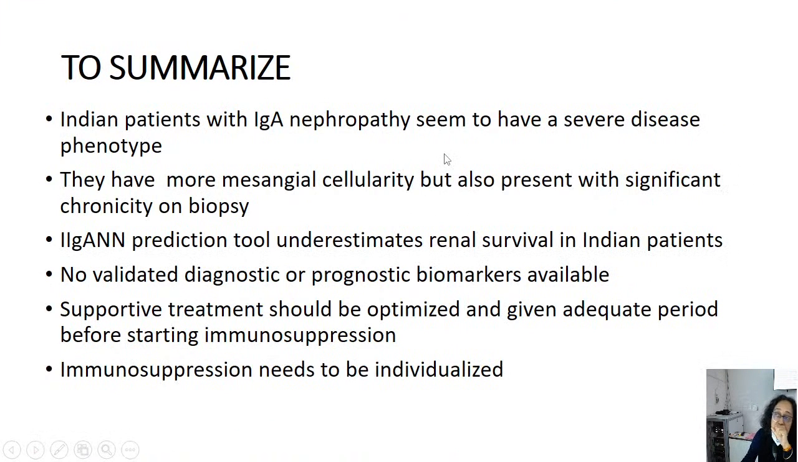To summarize, Indian patients do have a severe disease phenotype. They have more mesangial hypercellularity with significant chronicity on biopsy. We should not be using the prediction tool.